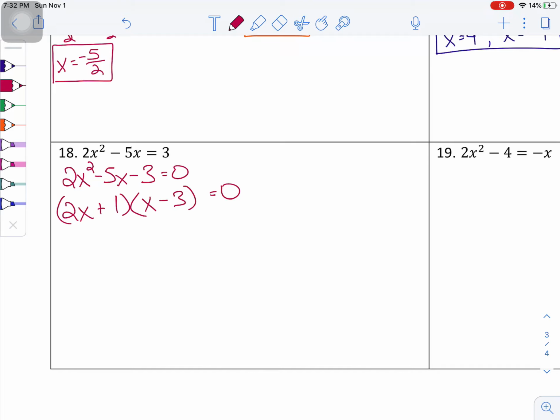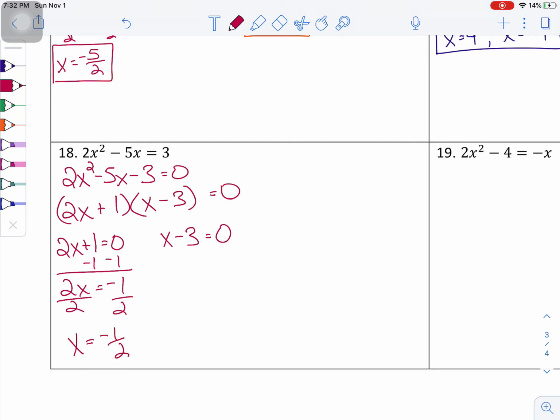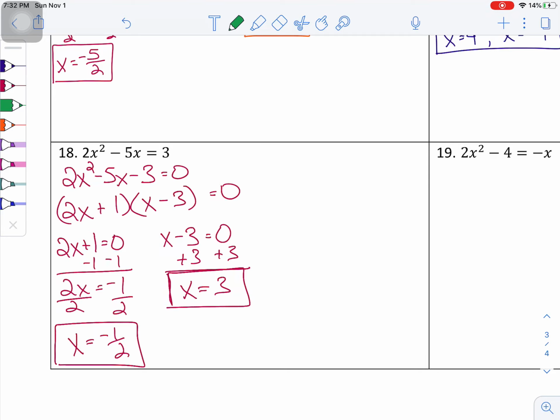What I just did in my head was to check to make sure that everything turned out right if I multiplied it back out. Because it's in factored form now, I'm going to take each factor, set it equal to 0, just like I did in problem number 16, and I'm going to solve them. So subtract 1, so 2x is equal to negative 1, divide by 2, x is equal to negative 1/2, so that's one solution. Add 3 to both sides here, x is equal to 3. So there's my other solution.